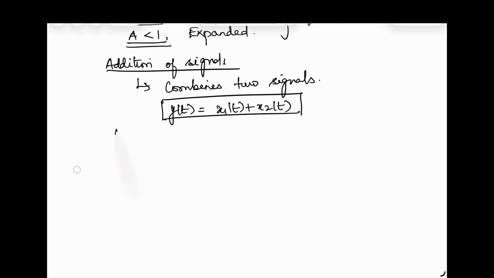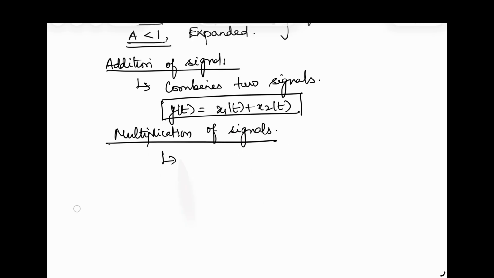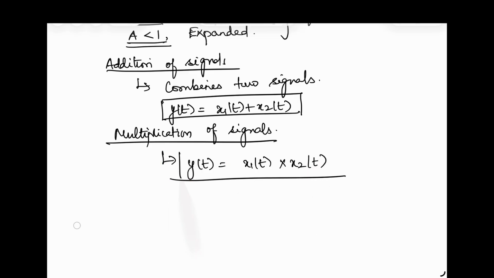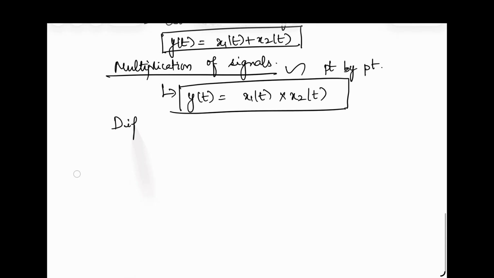Then comes multiplication of signals. In case of multiplication of signals, how can I write? y of t is equal to x1 of t into x2 of t. This is the formula for multiplication of signals. It just multiplies two signals point by point. Then the next operations we saw are differentiation and integration of signals.